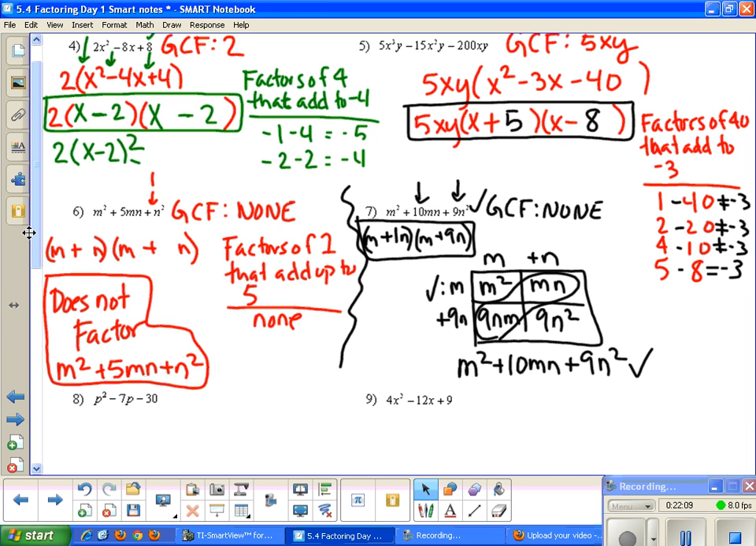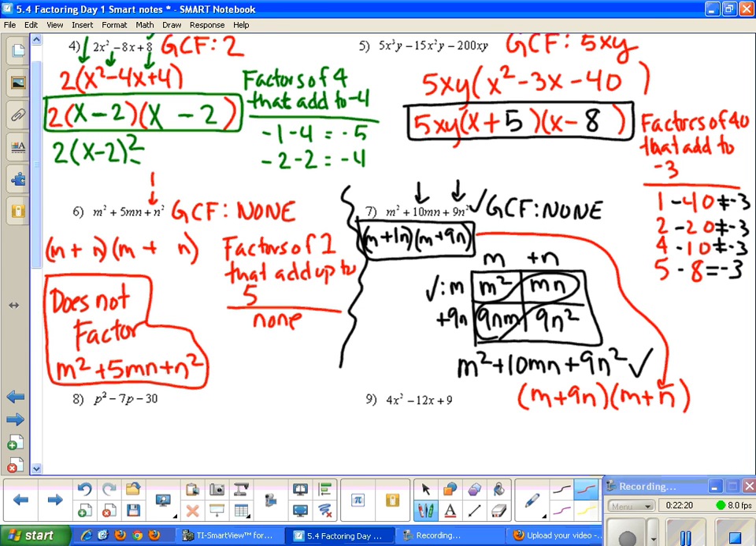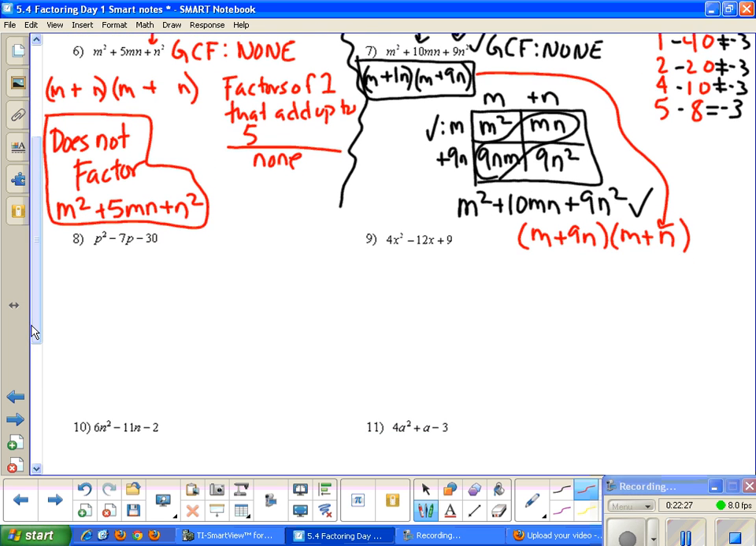And as I said before, I didn't have to write my factors in this order. If I wrote them instead like this, that would be okay as well. So either answer is correct, and I would accept either of those. So let's go to number 8.